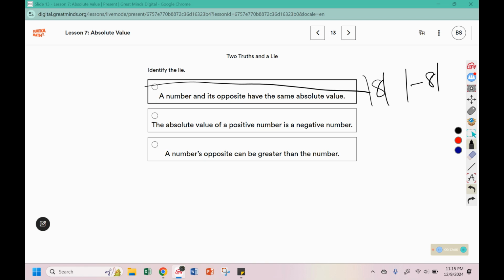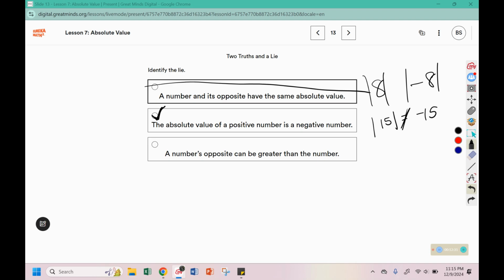The absolute value of a positive number is a negative number, like the absolute value of 15. Is the absolute value of 15 a negative number? No. So that's probably our lie. But let's check the last one just to make sure. A number's opposite can be greater than the number.